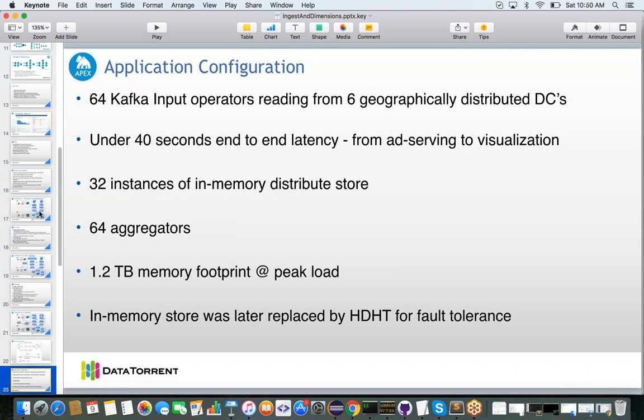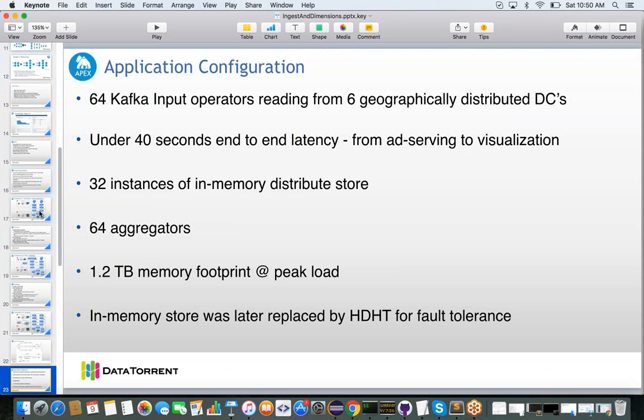So this is going through all the hops across the globe and coming to the visualization stage. There were 32 instances of this in-memory data store and 64 instances of the aggregator, and the peak memory footprint when data was at full throttle, 400,000 events per second, was 1.2 terabytes. Because they were using dynamic scaling, it would go up and down, but this was the peak.